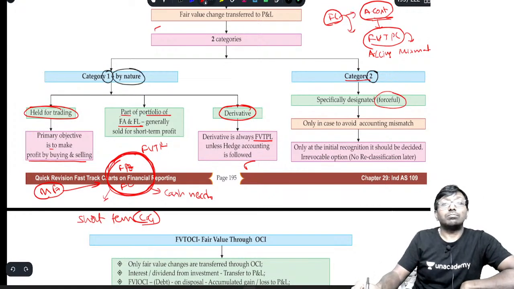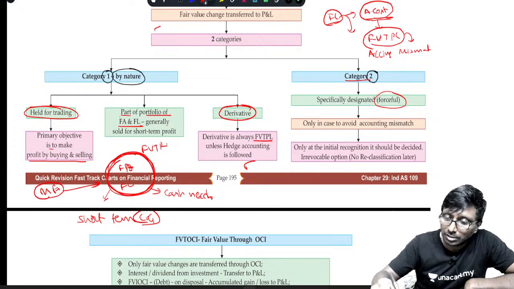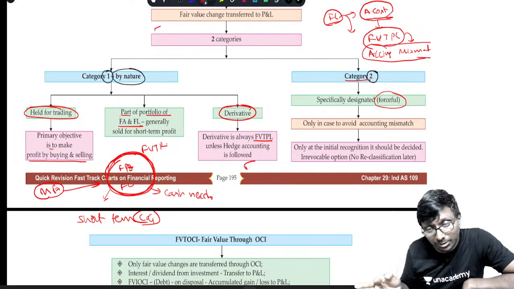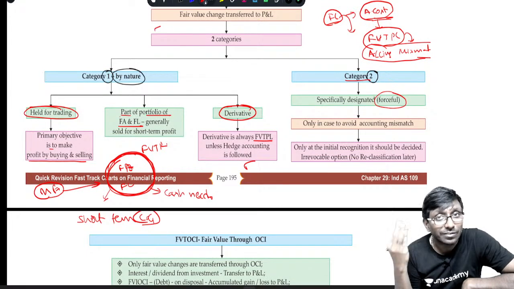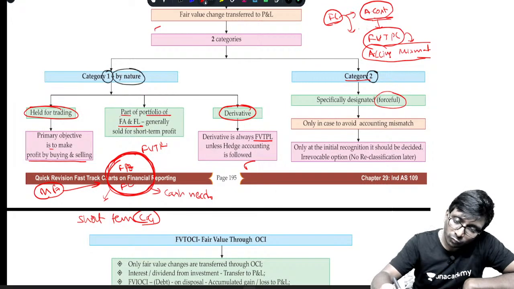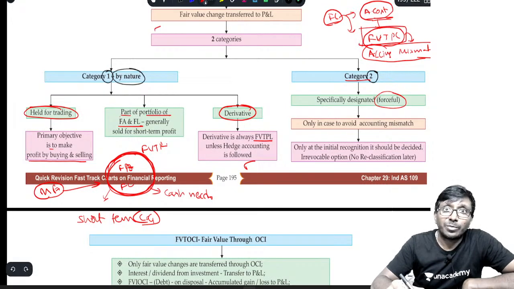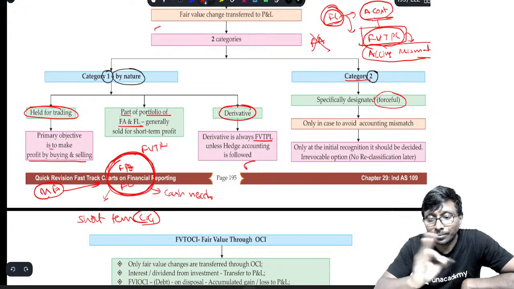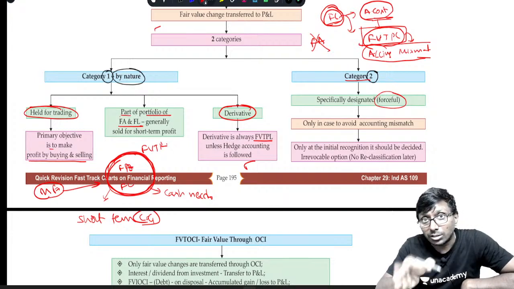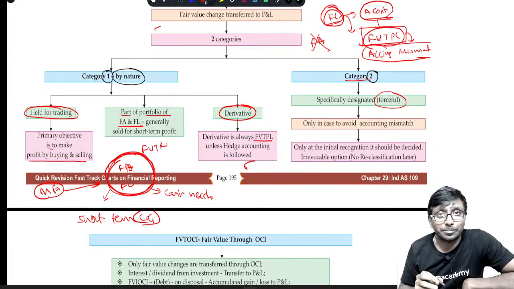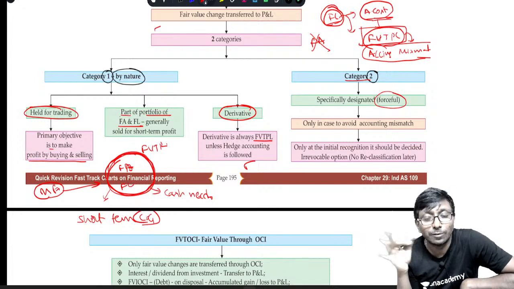You must have heard one concept of accounting mismatch. Yes, for the purpose of avoiding accounting mismatch, if I don't classify it as FVTPL, it leads to accounting mismatch. Then forcefully you bring it to FVTPL. Listen, this is for financial liability, it is not for financial asset. For a financial asset, it is applicable to equity. FVTPL to FVT OCI forceful will come.